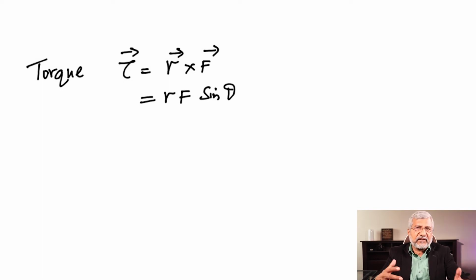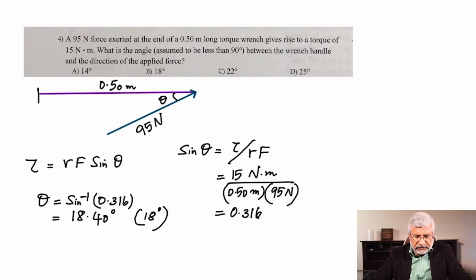And you need to know how to take the cross product, okay? So here is a question. A 95 Newton force exerted at the end of a 0.50 meter long torque wrench gives rise to a torque of 15 Newton meter. What is the angle, assumed to be less than 90 degrees, between the wrench handle and the direction of the applied force? So we're looking for the angle. Is the force given? Yes, 95. Is the distance given? Yes, 0.50 meter. The torque is also given. So that's a straightforward question, isn't it?